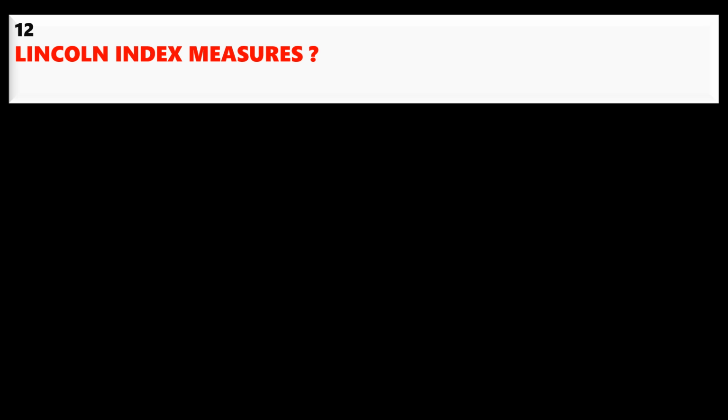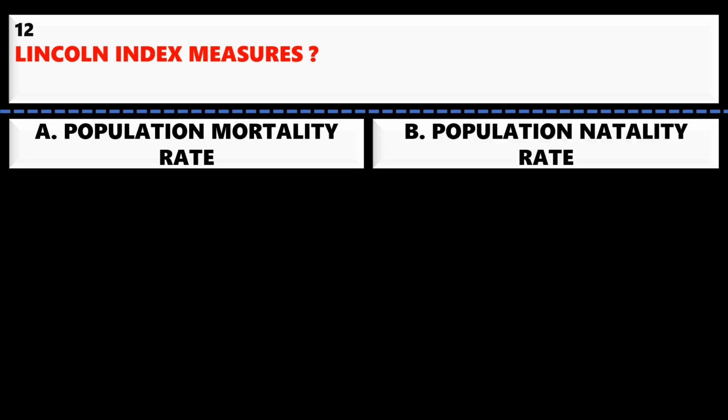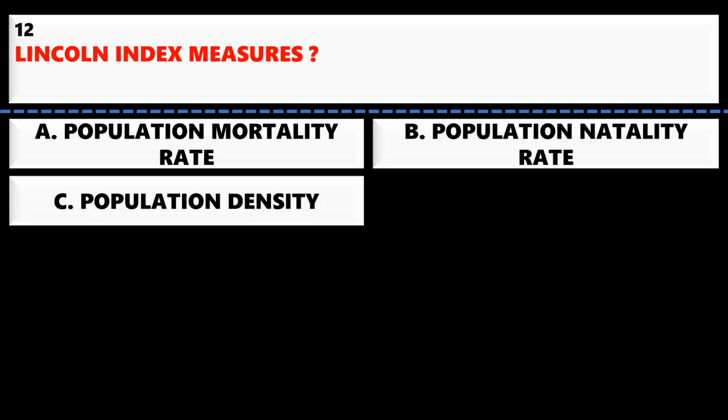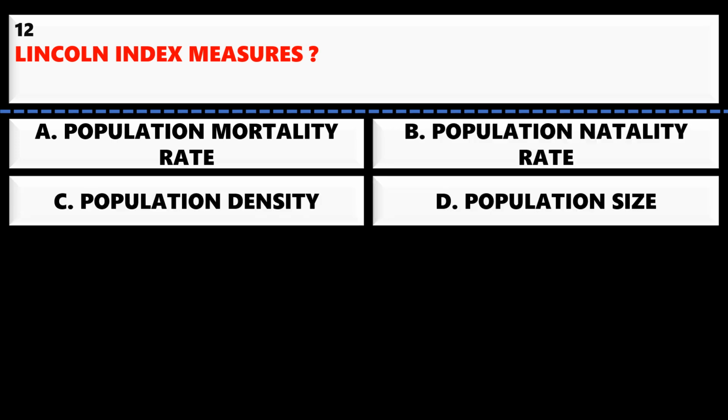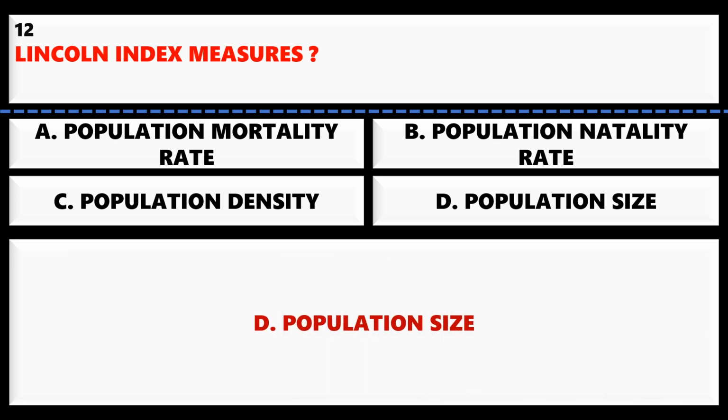Question number 12. Lincoln index measures, and the options are population mortality rate, population natality rate, population density, and the last option is population size. And the right answer is it measures population size.